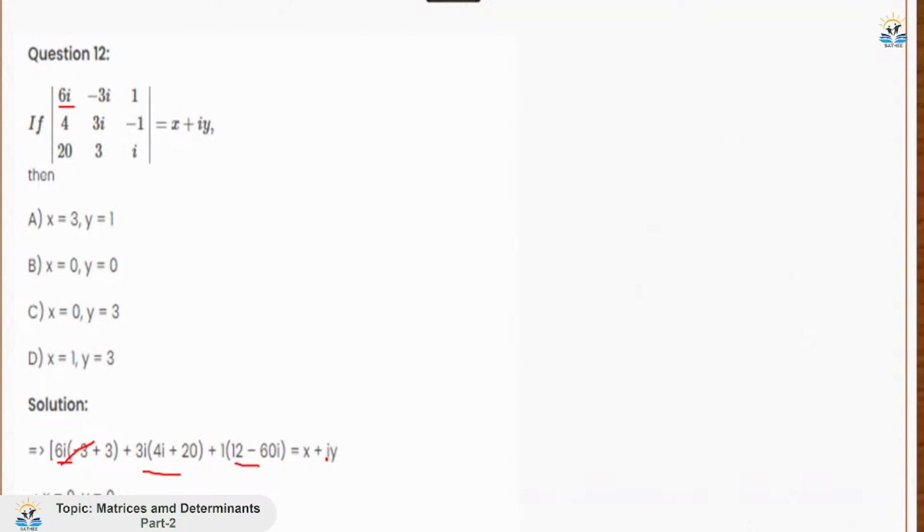This thing is equal to x plus iota y. So basically यहाँ से क्या मिल जाएगा 12 iota square. That will again be equal to -12. -12 plus 12 cancel. And 60 iota minus 60 iota cancel. So x equal to 0, y equal to 0 is my correct option. So option B is the answer. Simple. ठीक है. जो simple question था. Just evaluate the determinant and compare the values of real part and imaginary part. ठीक है.